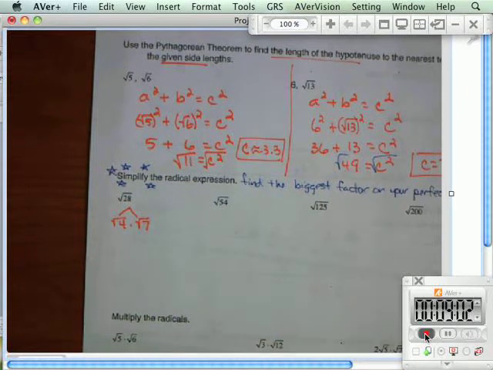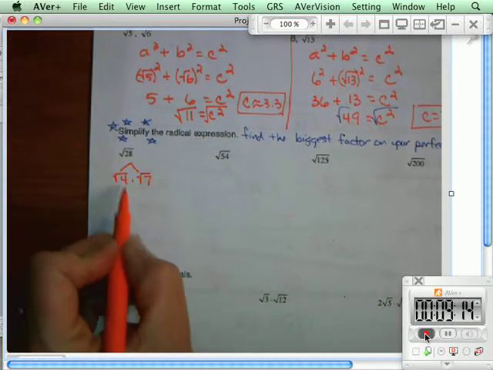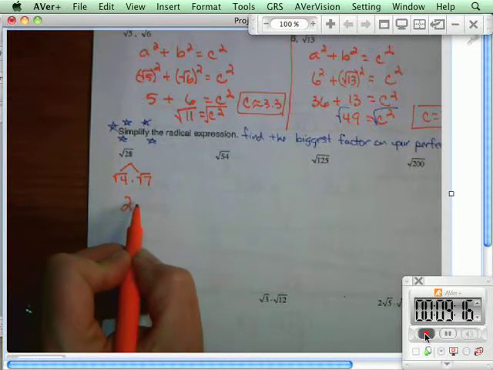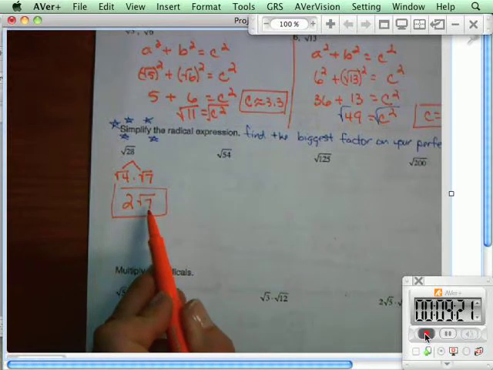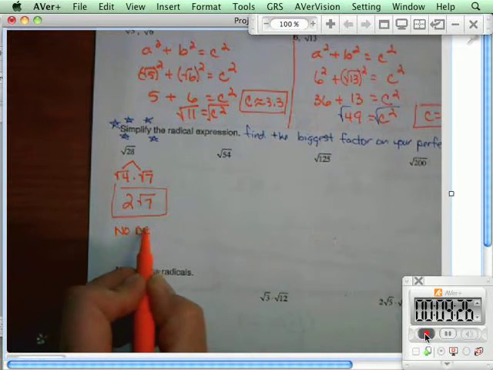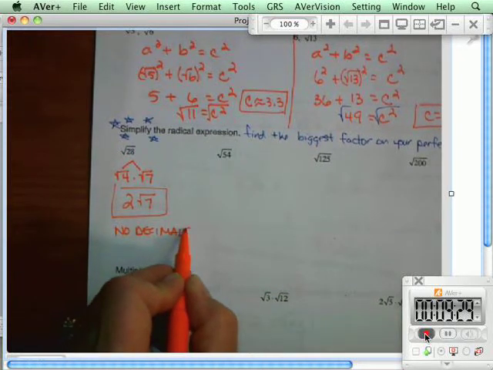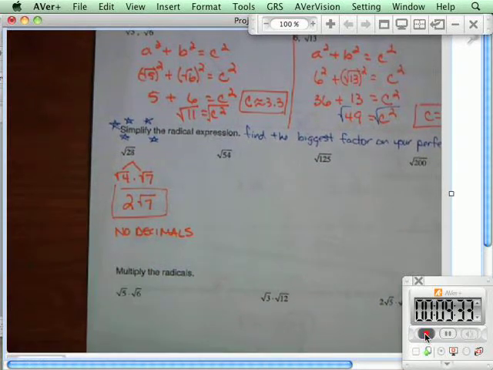Perfectly legitimate. How does that help me? Because I can take the square root of 4. I can break 4 out of prison, if you want to look at it like that. The square root of 4 is 2. And then I still have the square root of 7, and I cannot go any further because it's going to be a decimal if I do. No decimals in your answer. So this is as far as you can go.